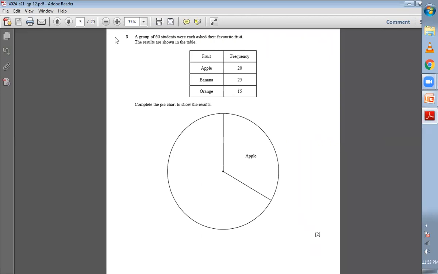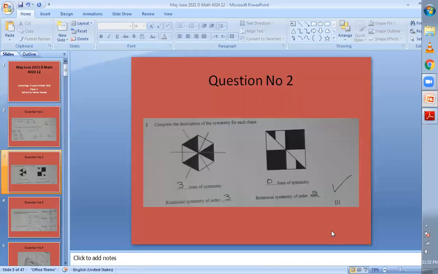So here we have a pie chart, and it says complete the pie chart to show the results. If you want to complete the pie chart, you need to know the angle with which you will represent each sector, the sector which represents apple, banana, orange. You need to know the angles which these sectors will subtend on the pie chart. So let me show you.